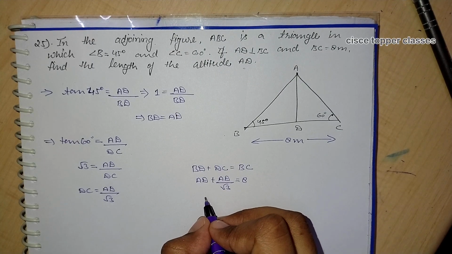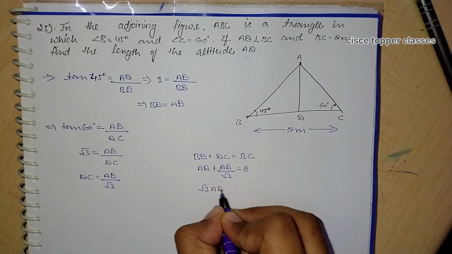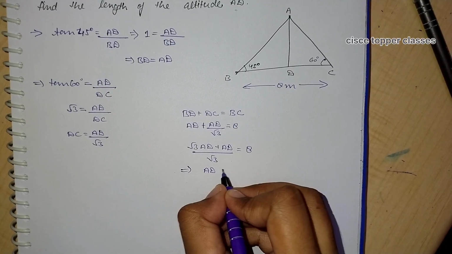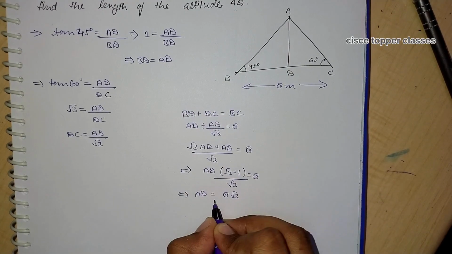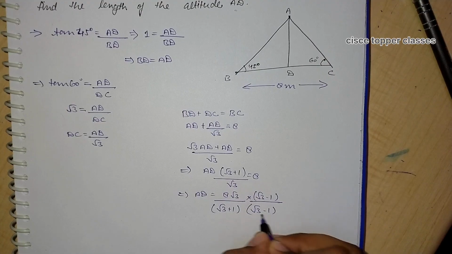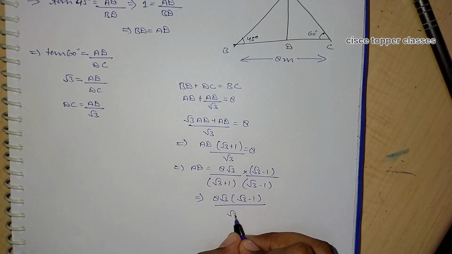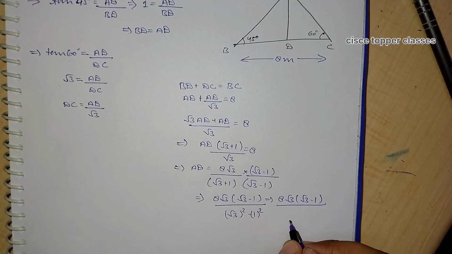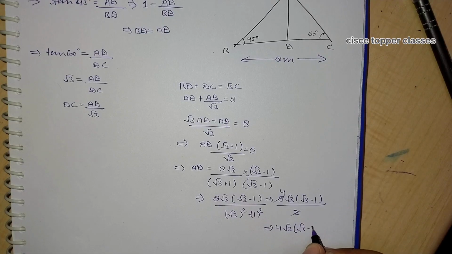So on taking LCM we can write under root 3 here. Taking LCM we will get under root 3 AD plus AD divided by under root 3 equal to 8. So this we can write on adding and taking common AD here. So under root 3 plus 1 divided by under root 3 equal to 8 upon AD. So AD will be 8 under root 3 divided by under root 3 plus 1. We'll multiply and divide by under root 3 minus 1 divided by under root 3 minus 1. So this we can write 8 under root 3 into under root 3 minus 1 here, and this will be under root 3 whole square minus 1 whole square. So 8 under root 3 into under root 3 minus 1 divided by 3 minus 1, which is 2 here. This will be cancelled out and we will get 4 under root 3 into under root 3 minus 1.